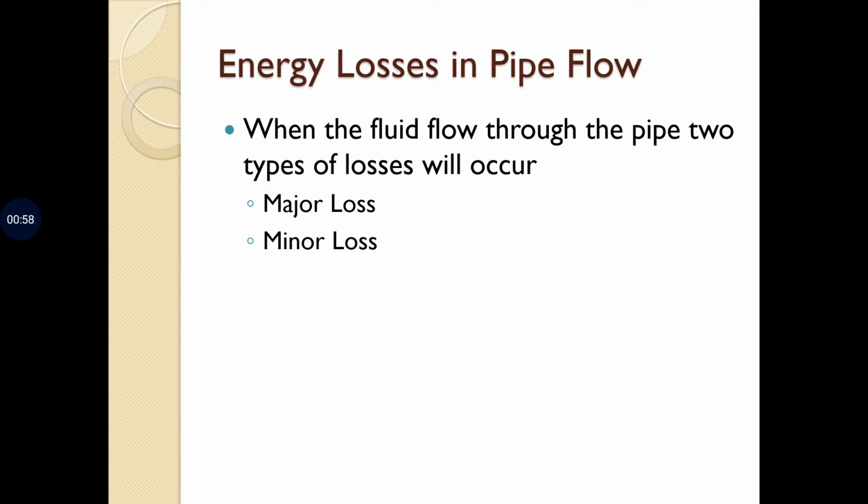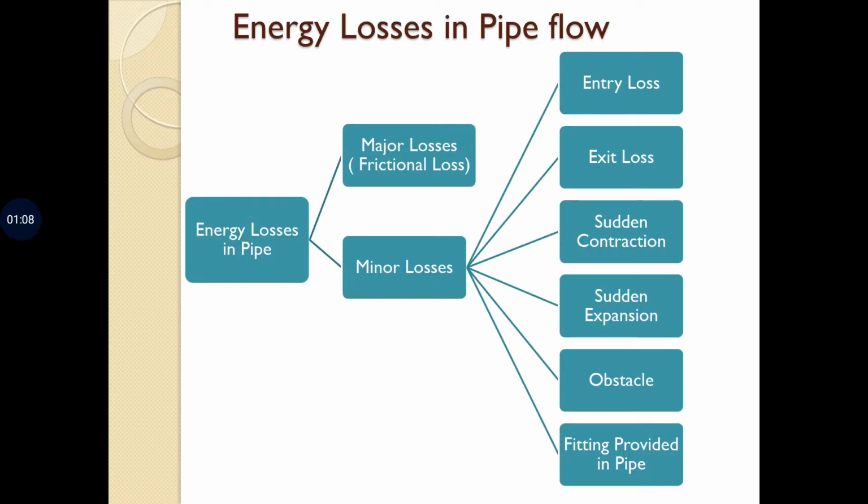Energy losses in the pipe flow. When the fluid flows through the pipe, there are two types of losses occurring. One is the major loss and another is the minor loss. Now, this is the schematic diagram of the losses occurring in the pipe. So, losses in the pipe are major losses and minor losses.